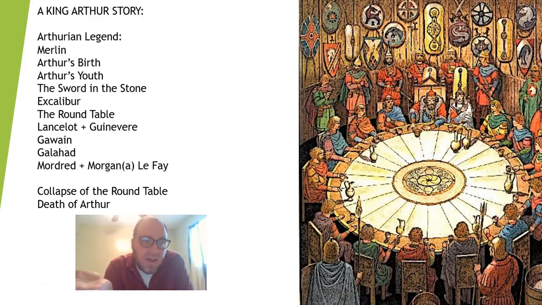So Uther, Arthur's dad, had this wizard advisor named Merlin, who you've probably heard of. And he came up with this plan with Merlin to get with this woman. I think her name was Igraine. And so Merlin basically cast a spell on Uther that made Uther look exactly like Igraine's husband. And then he snuck into the castle and got with her. And that's how Arthur was born.